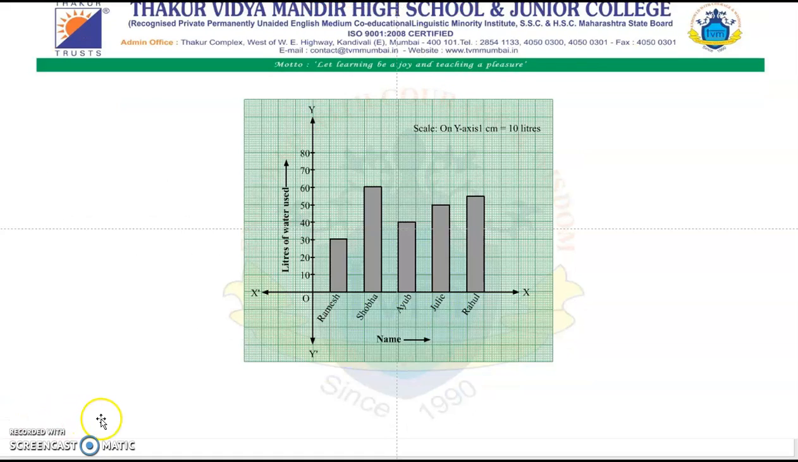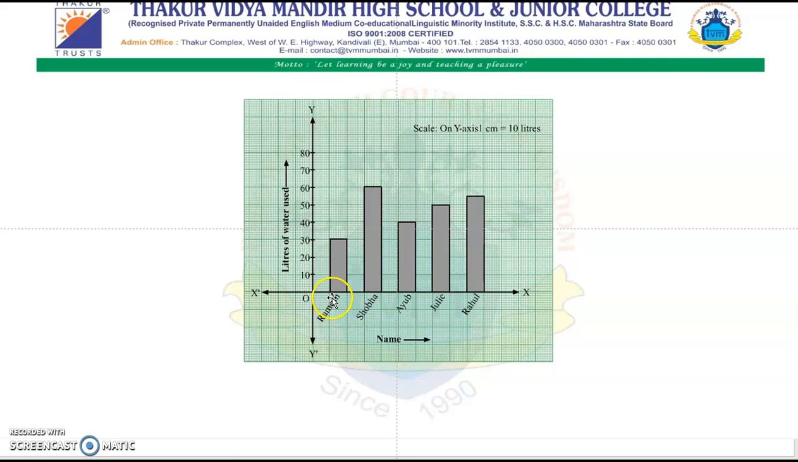Let us see this bar graph. When you are constructing it, you can see that this is the x-axis, the vertical line is the y-axis, and their intersection is the origin. We name this 0. The scale was already given, 1 centimeter equals 10 liters. So we have taken 0, 10, 20, 30, 40, 50, 60 till 80.